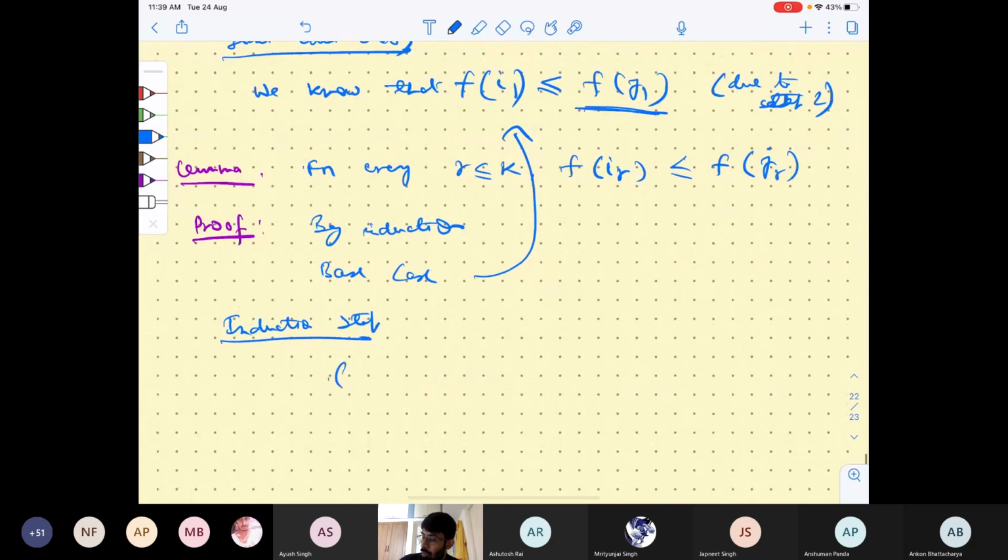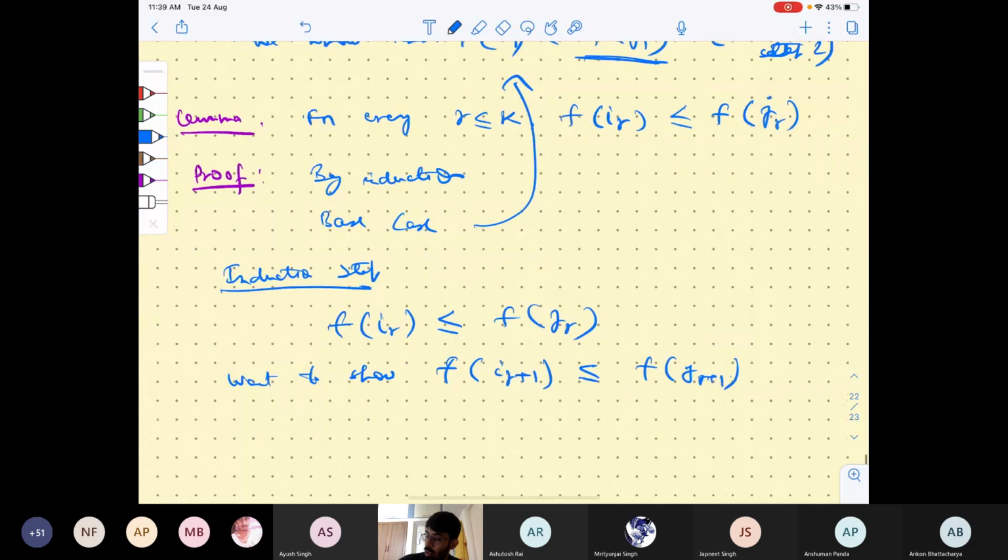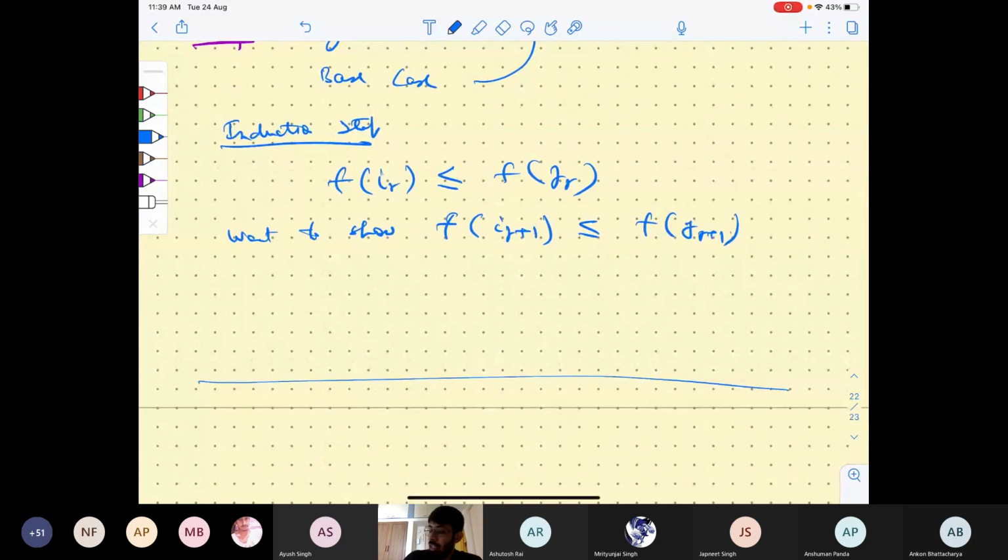Now suppose for the induction step, we know that f of I r is less than or equal to f of J r. And now we want to show that f of I r plus 1 is less than or equal to f of J r plus 1. Okay, so let's just look at it pictorially and it will become very clear. Suppose this is your line, and here was your I r and here was your I r plus 1. Now can J r be something like this? No. Why? Because the finish time of J r cannot be before the finish time of I r, right? So it has to go further.